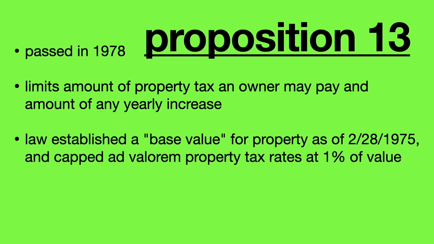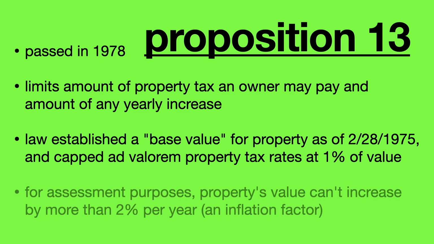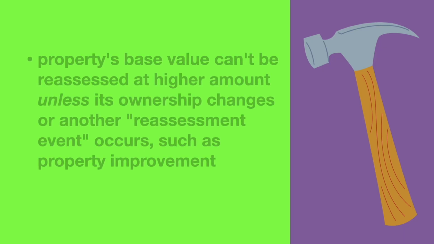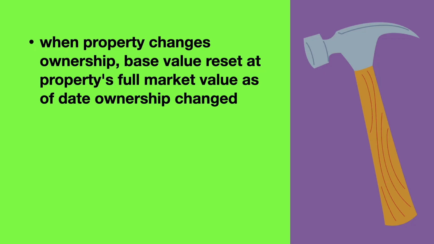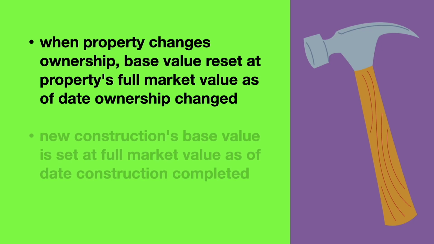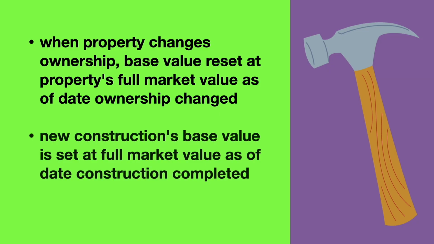For assessment purposes, a property's value can't increase by more than 2% per year, an inflation factor. The property's base value can't be reassessed at a higher amount unless its ownership changes or another reassessment event occurs, such as a property improvement. When a property changes ownership, the base value is reset at the property's full market value as of the date ownership changed. New construction's base value is set at its full market value as of the date construction is completed.